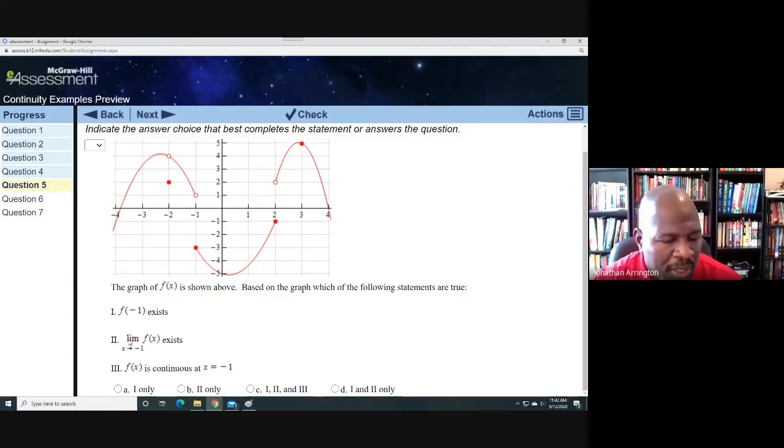Roman numeral 2, the limit as x goes to -1 exists. What do you think about that? That would be a negative, going to 2 different numbers from the left and the right. And you should be identifying, okay, that's a jump discontinuity right there at -1. So this guy is a negative. Roman numeral 3, f of x is continuous at x equals -1. Well, no, if the limit doesn't exist, you can't be continuous. So it definitely can't be continuous. So the only guy that's true is 1. Let's look at our next problem.